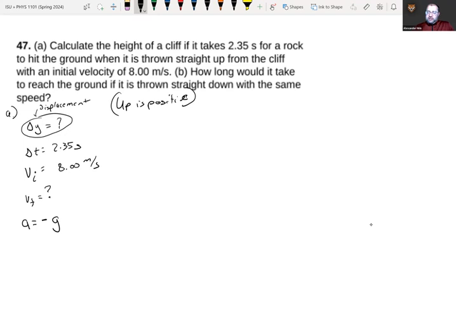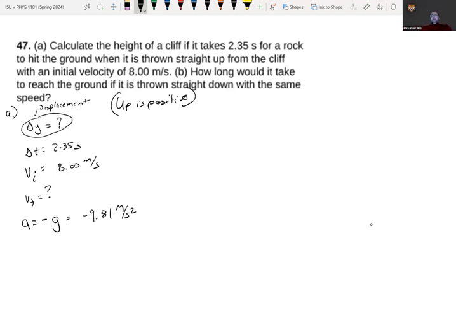Messing up these signs is a major way that things can go wrong here. So it's negative g. It's g in the downward direction, which would be negative 9.81 meters per second squared. Now you'll notice it's somewhat common to use 3 sig figs in these problems.